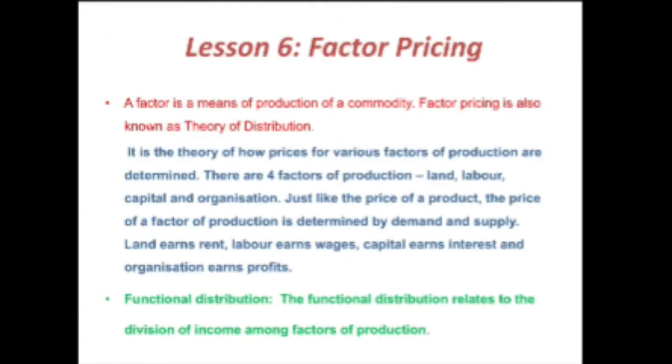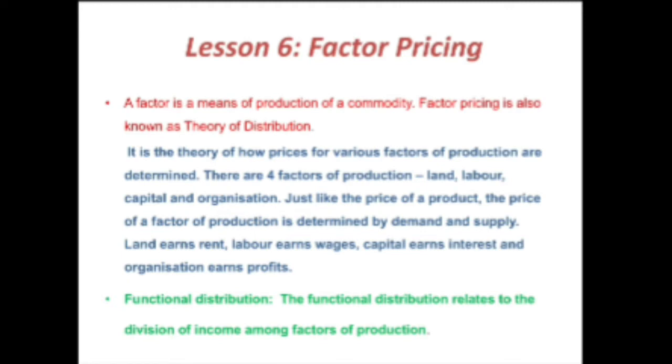So, what is factor pricing? In economics, we refer to a factor as a means of production of a commodity. Factor pricing is also known as the theory of distribution. It is the theory of how prices for various factors of production are determined. There are 4 factors of production: land, labor, capital, and organization.